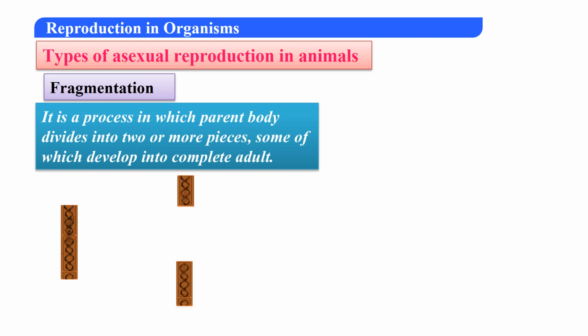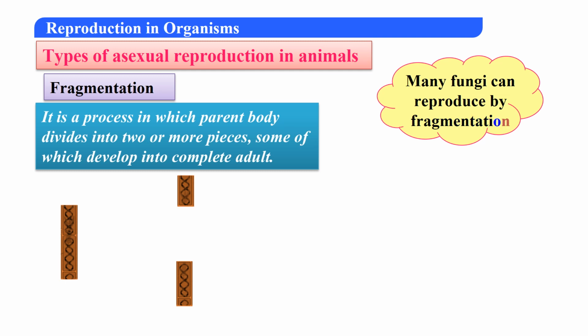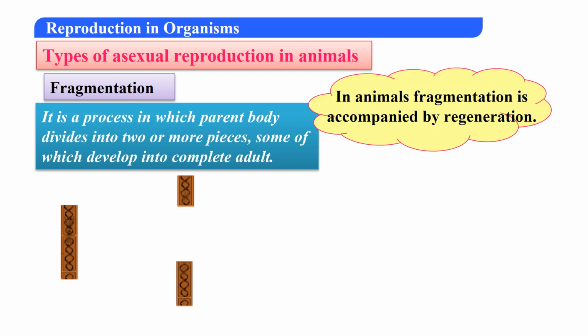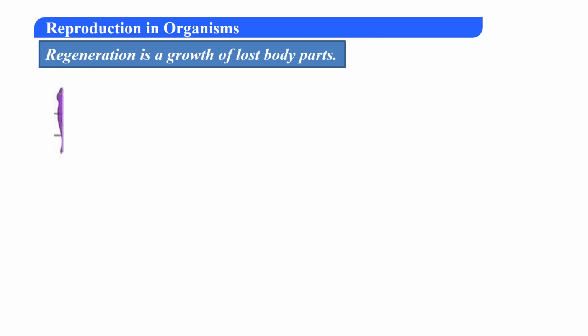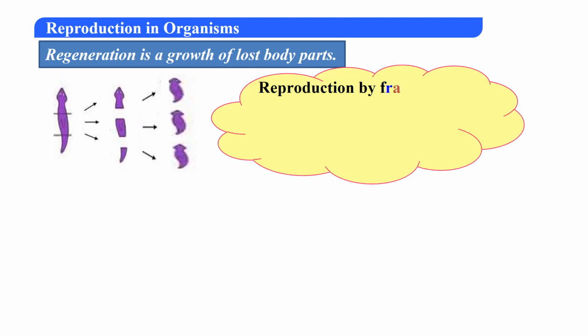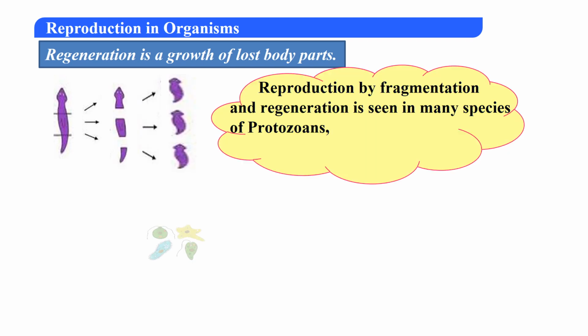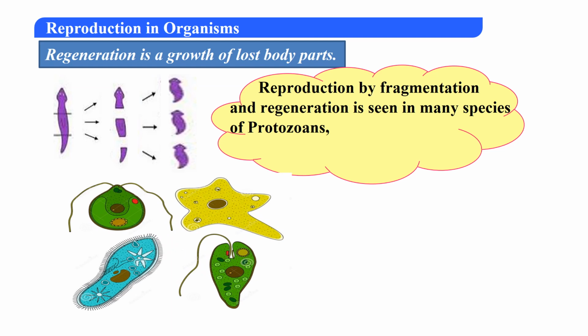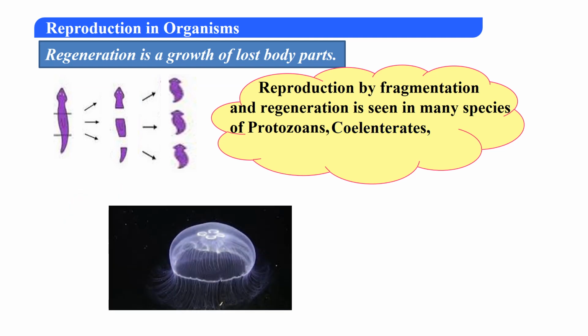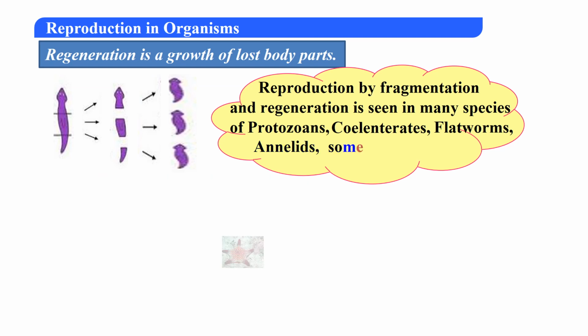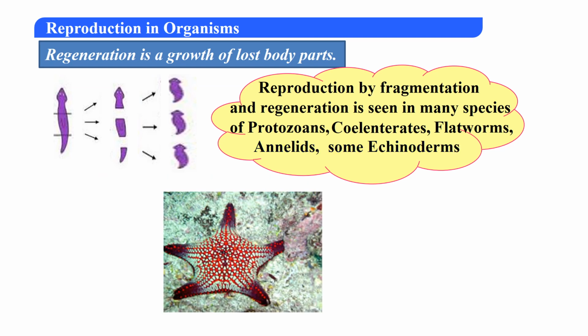First one is fragmentation. It is a process in which the parent body divides into two or more pieces, some of which develop into the complete adult. Many fungi can reproduce by fragmentation. In animals, fragmentation is accompanied by regeneration. Regeneration is a growth of lost body parts. Reproduction by fragmentation and regeneration is seen in many species of protozoans, coelenterates, flatworms, annelids, and some echinoderms.